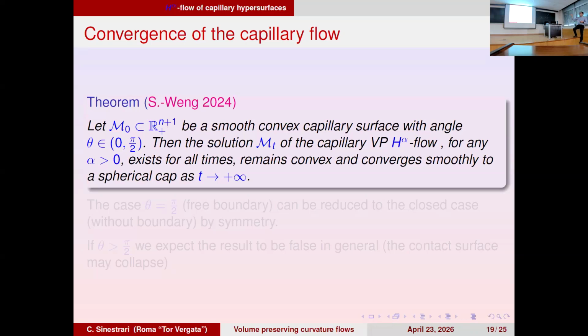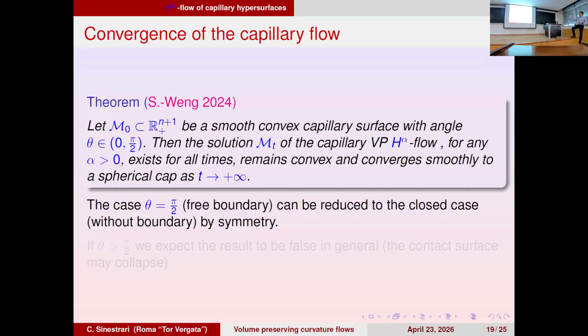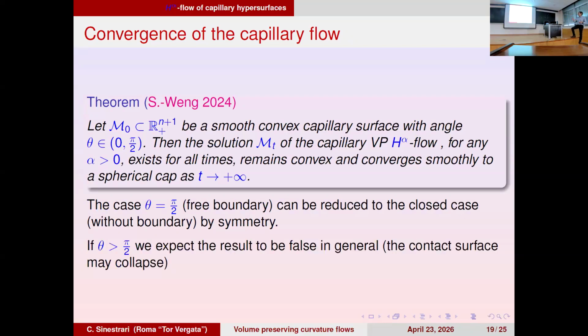If the angle is acute, so less than pi half, we have convergence to a round profile, which is a spherical cap in this case. And just a remark on the statement: the case theta equal to pi half could be reduced to the closed one, just continuing the hypersurface by symmetry, so it would not be new. And if we have an obtuse angle, we expect that the result does not hold, so this is not just, at first sight, a technical definition.